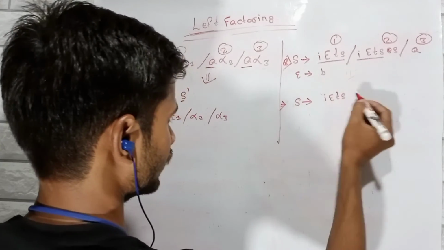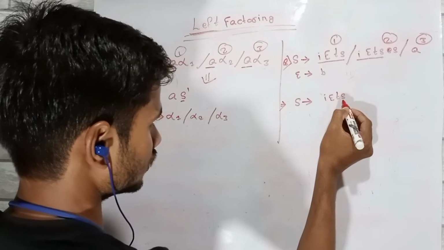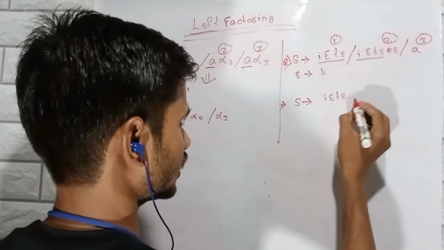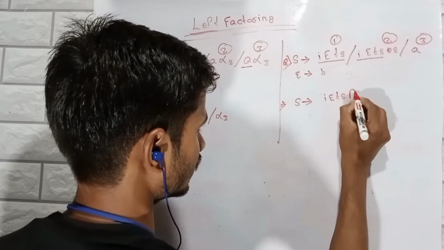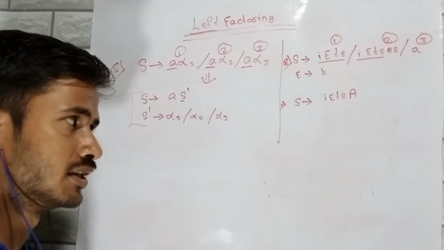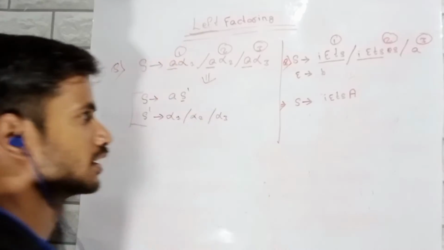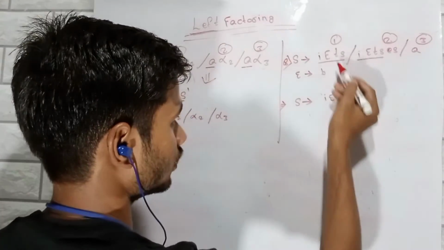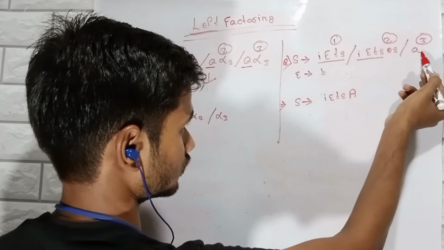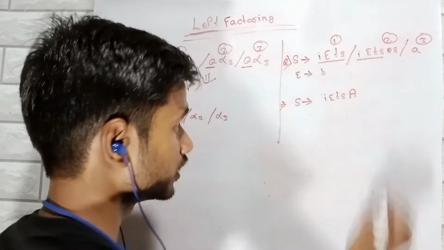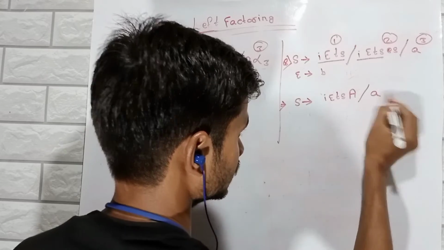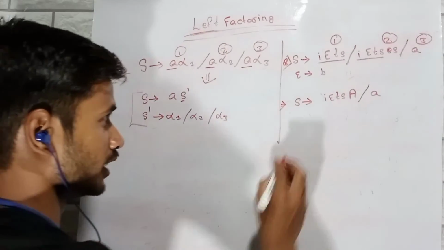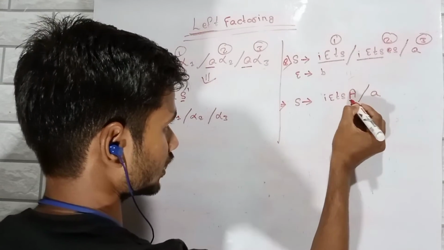One new symbol here would be S dash, but there is also a small s here, and it will create confusion. So I am writing A here. You can write any other symbol, that doesn't matter. And I have done the work for production number 1 and 2, but in production number 3 there is nothing common, so I will write that the same as in the question. And the next symbol I have taken here is A.